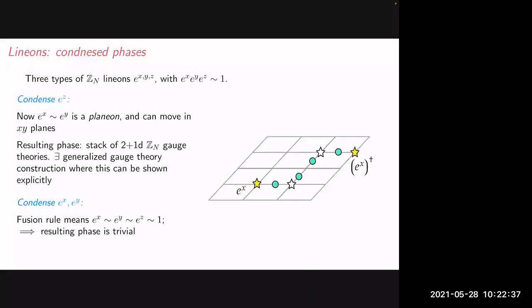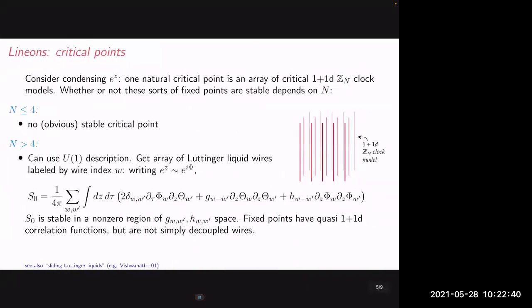Okay. So let's now look at the phase transition, or one possible phase transition that can occur when we do this condensation. The natural guess for what a phase transition here could look like is the following. Since we're condensing objects which move along one dimension, it's natural to look for a critical point which is described by an array of 1+1 dimensional Zn clock models at criticality. I've tried to draw this in the picture to the right. And indeed, in this generalized gauge theory construction that I'm not going to talk about, you can show that this is the critical point that is realized in that construction.